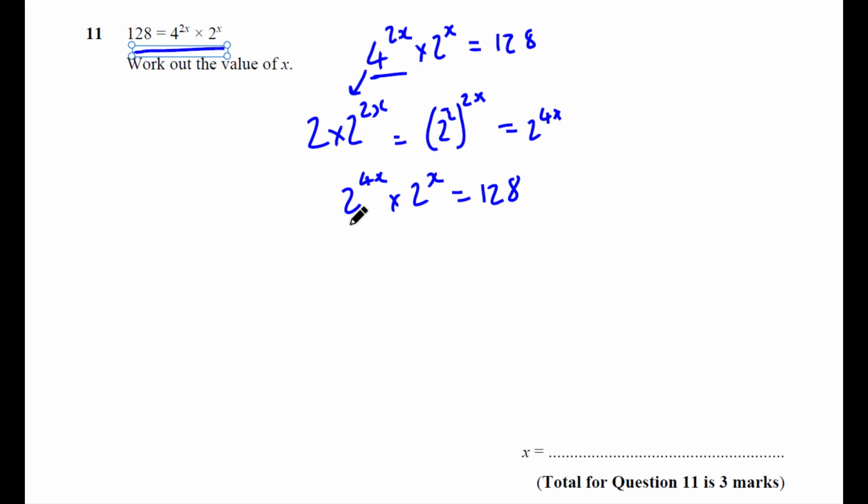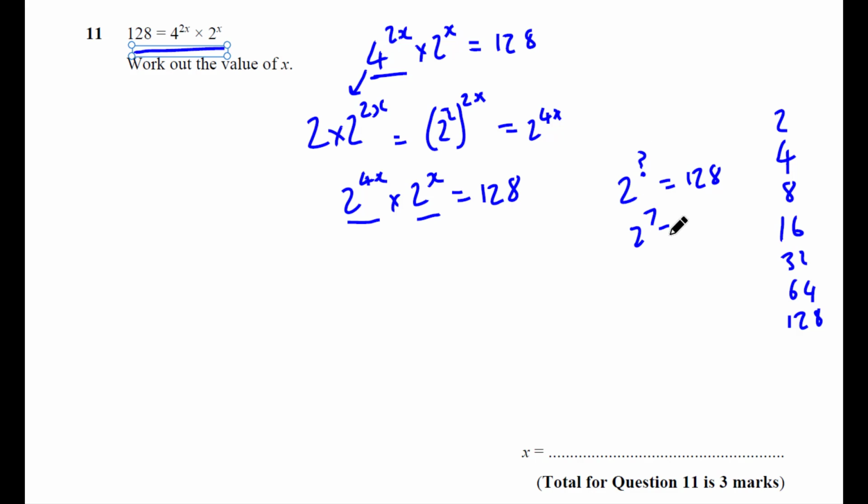Step 1, because now this is all in the same base, we need to know what 2 to the power what equals 128. So if you just count up and multiply by 2, we get 2, 4, 8, 16, 32, 64, 128. You should see that's 1, 2, 3, 4, 5, 6, 7. So that's 2 to the 7 equals 128. That will get you a method mark on its own.